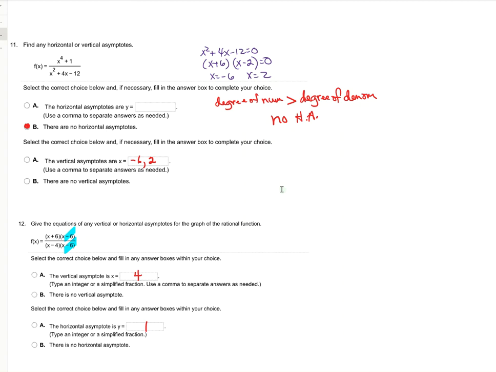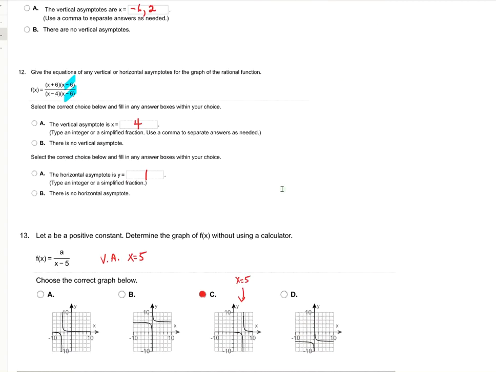All right? Number 12 has something a little bit different we need to take note of. We note that it's already in factored form, and we note that two factors are right here, and they cancel out. So you don't count them in the vertical asymptote. So we're going to cancel those out, and then we only have the x minus 4. So x equals 4 is the vertical asymptote. The degrees are the same. So y equals 1 on the horizontal, because that's the leading coefficient both places.